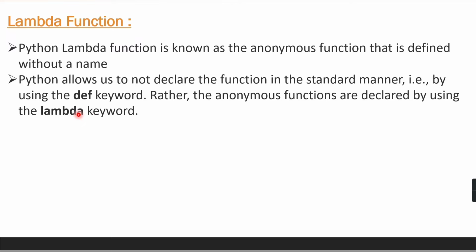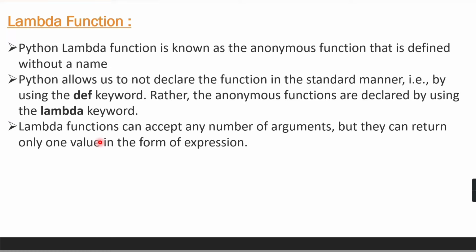So for lambda functions we don't need to use the def keyword, but we need to make use of the lambda keyword. Lambda functions can accept any number of arguments, but they can return only one value in the form of an expression. So a lambda function can take as many arguments as it wants, but returns only one value after processing the logic. This is the syntax where you use the lambda keyword, then the arguments, which can be n number of arguments, and then the expression which will return only one value.